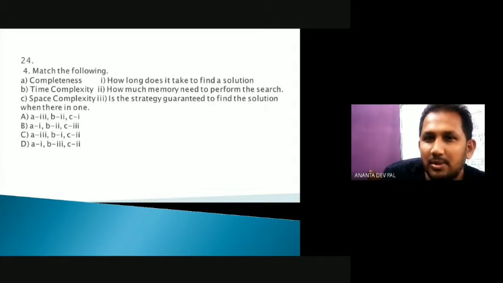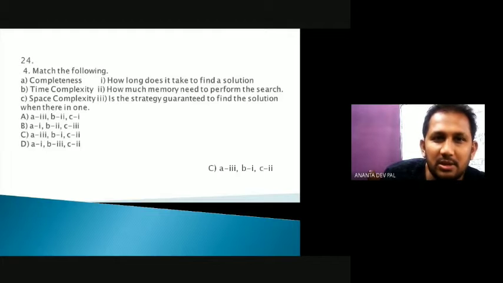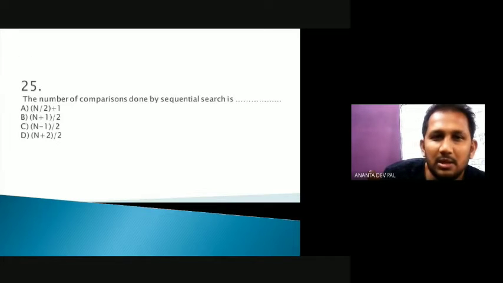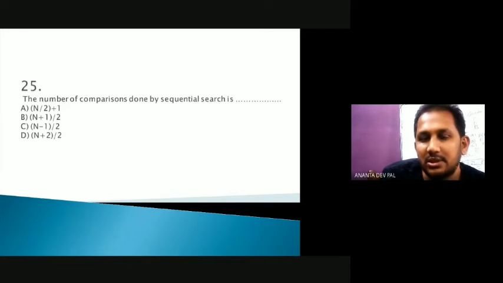Match the following. Time complexity, how long it takes to find a solution. Space complexity, how much memory is needed. That is time complexity B is 1, C is 2, and A is 3. A is 3 and B is 1. That is C.